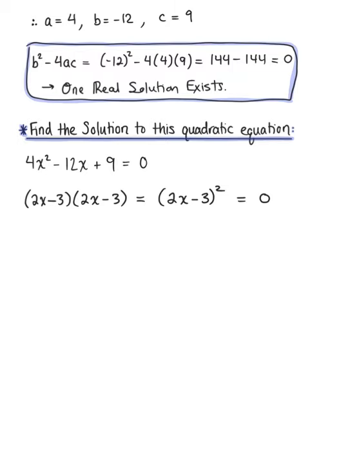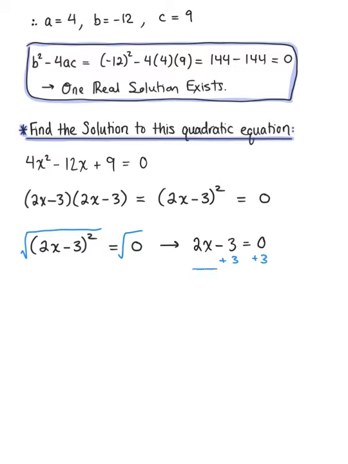So taking this compact form, we can now solve for x by taking the square root of both sides of the equation. So when we take the square root of both sides, the square and the square root cancel each other out on the left, leaving us with 2x minus 3 is equal to 0. So solving this for x, we can add 3 to both sides of the equation. So minus 3 plus 3 cancels itself out to 0. And we're left with 2x is equal to 3. And dividing both sides of this equation by 2, we are left with x is equal to 3 halves, or we can reduce this to 1.5.